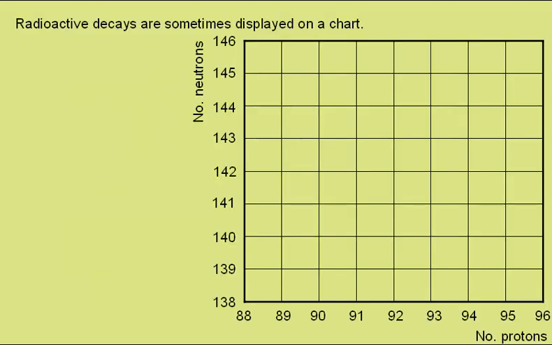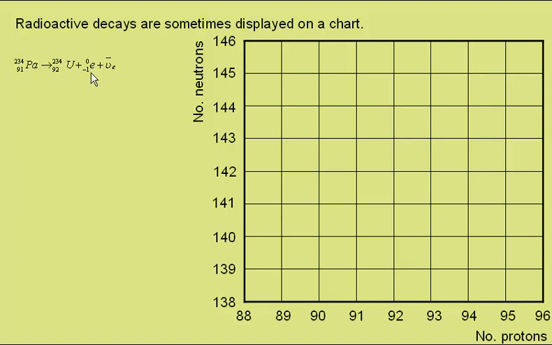Sometimes radioactive decays are displayed on a chart, something like this. In this case we have the number of protons on the x-axis and the number of neutrons on the y-axis. But do be careful, as exam questions will sometimes have similar tables but with different axes. Let's look at a particular decay. In this case, protactinium-234 becomes uranium-234 through beta- decay.